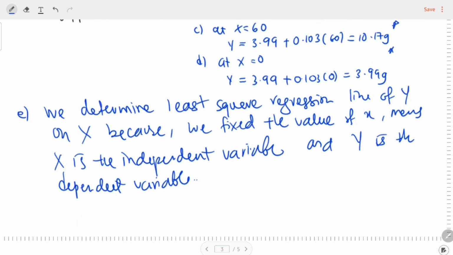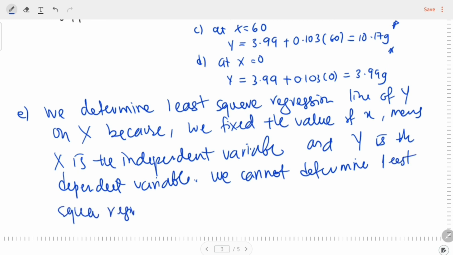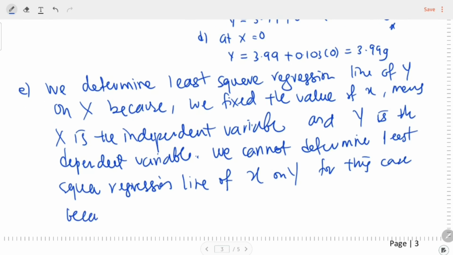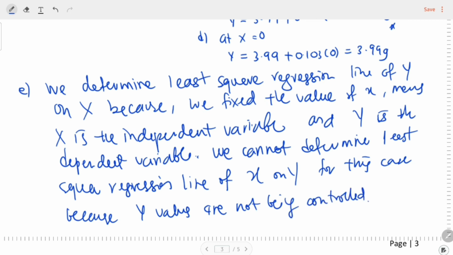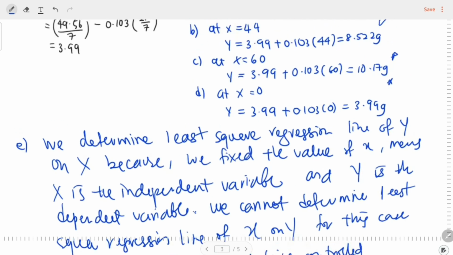We cannot determine the least square regression line of x on y for this case, because y values are not being controlled.